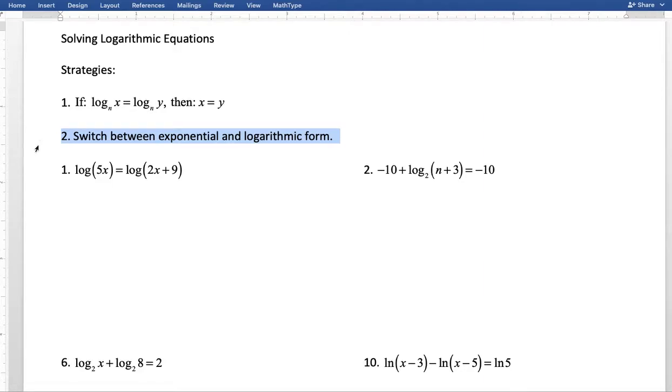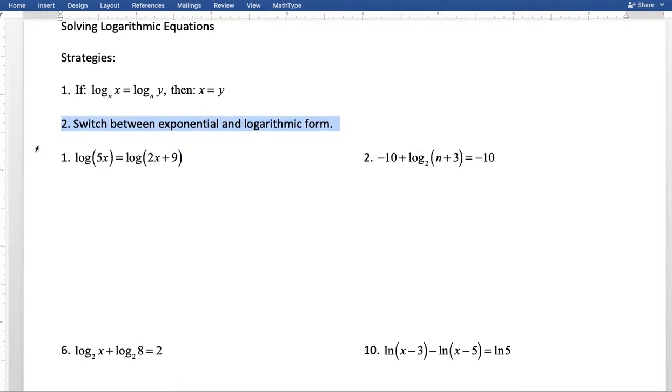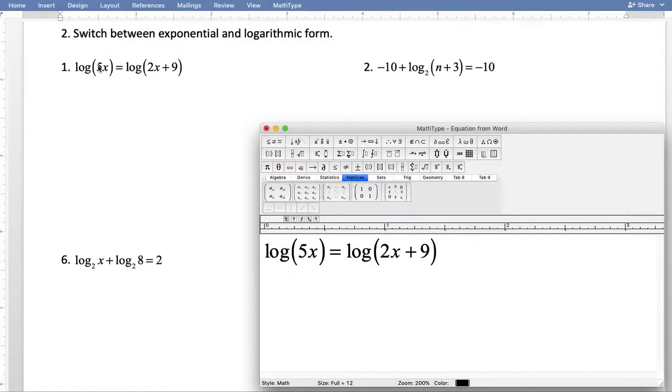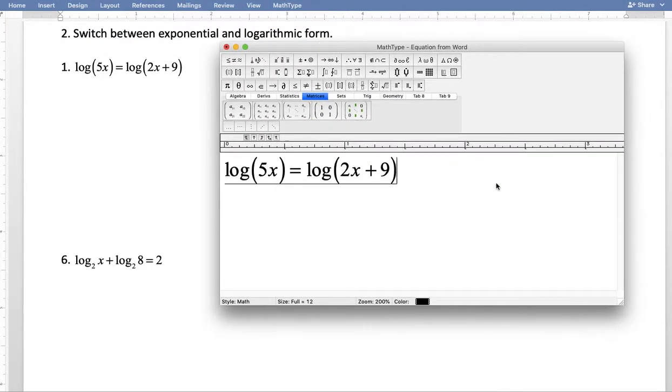So I'm going to take a look at a few problems off of the practice that we had. Hopefully that gives us enough examples to try them out more on our own. This first one here, I'm going to pull this up in MathType so I can see it and edit. It's log 5x equals log 2x plus 9. Now, first thing, there is no base listed below the log. When that happens, we assume that it's log base 10, but it actually doesn't matter here. What we have is log base 10 of 5x equals log base 10 of 2x plus 9.